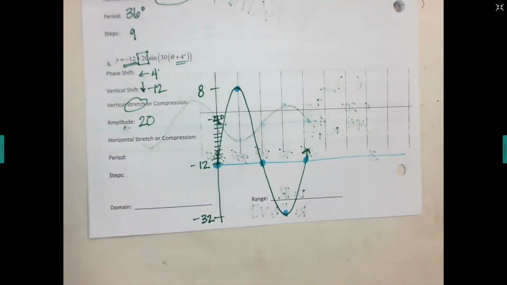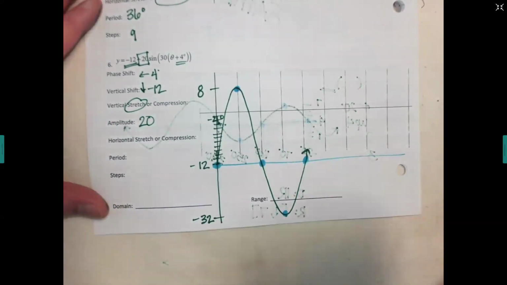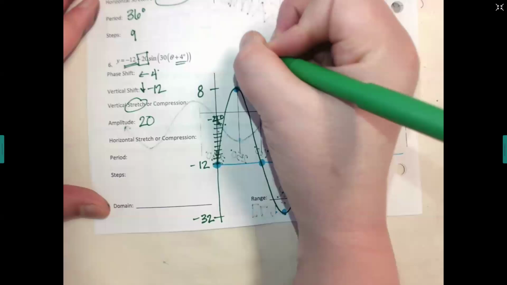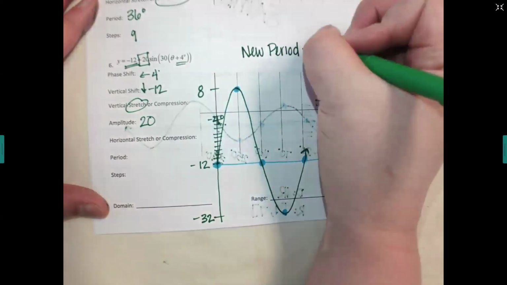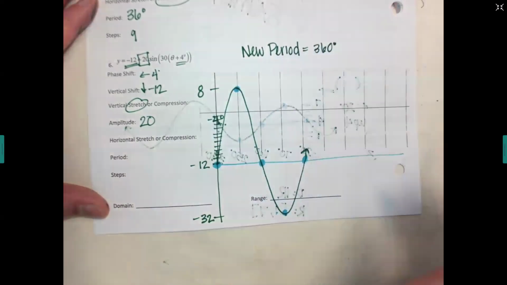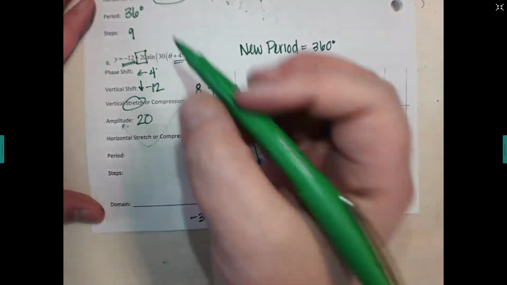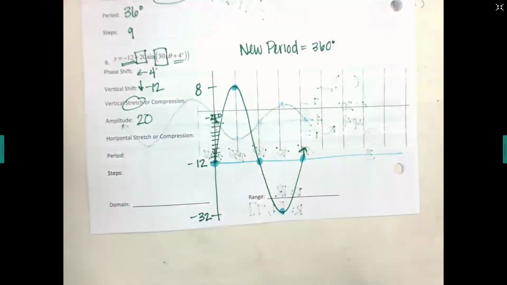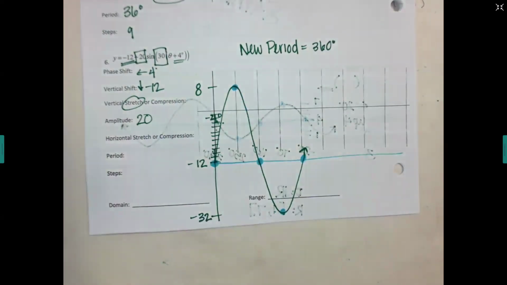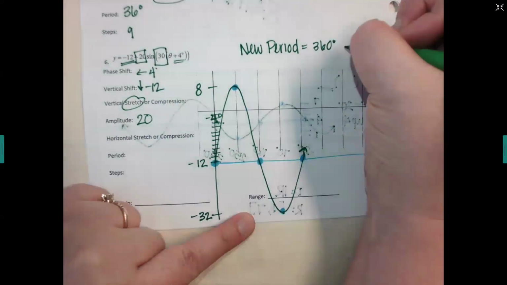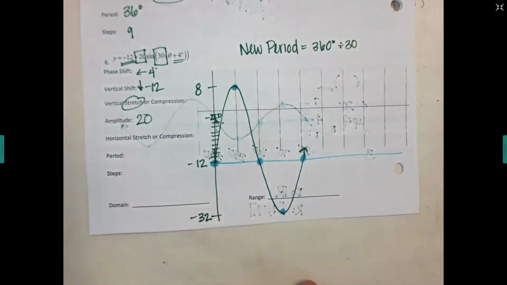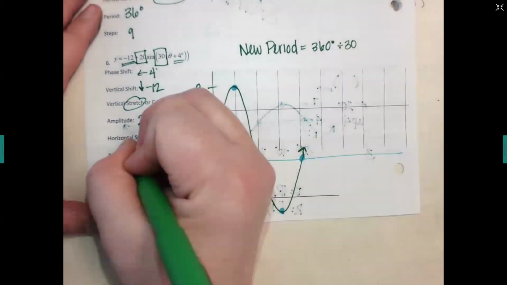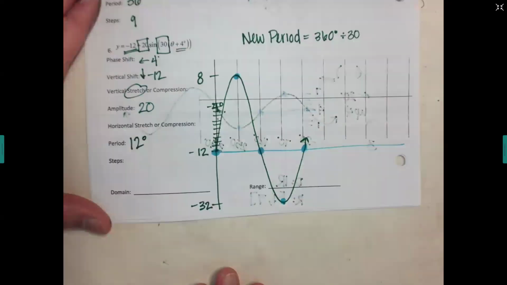Okay, from there, let's check our period. How long is the period normally for the parent graph? 360. So start with 360. And then which number is going to change that? They put a times 30, which means we're going to really do what? Divide by 30. Very good. So what is 360 divided by 30? 12. So my period is 12 degrees.